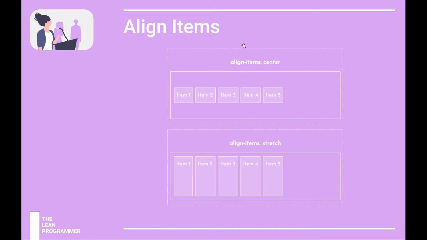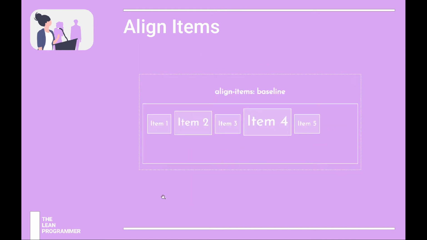Center is going to align the items along the center of the cross axis, and align items stretch is going to stretch out the flex items across the cross axis. Very simple. So for example, if the height of the cross axis is, let's say, 500 pixels, align items stretch is going to stretch the height of the flex items to 500 pixels.